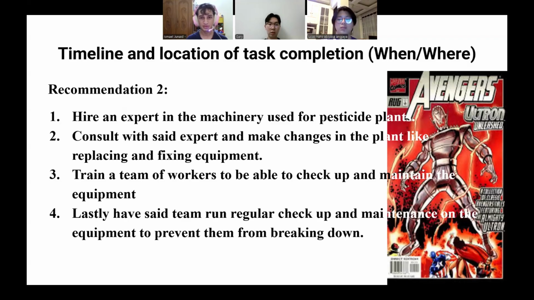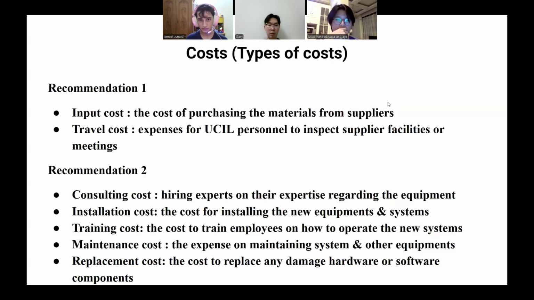for the second recommendation, we will first hire an expert with the machinery used for pesticide plants. Second, we would consult with the expert and make any changes that are necessary, such as replacing or fixing any equipment. Number three, we would train a team of workers to be able to maintain and check up on all the equipment used. Number four, we will have that same team run regular maintenance checkups on the same equipment to prevent any machines from breaking down. Next, I will be passing it to my friend Ismail.